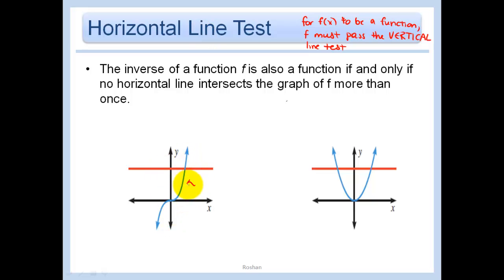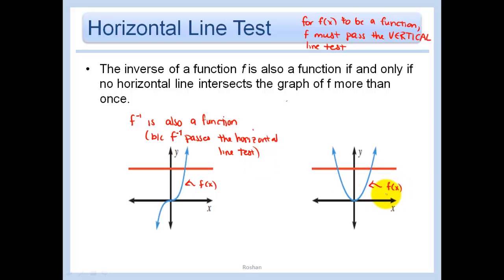So in this one, this is f of x. So f of x is a function, and f inverse is also a function, right? Because it passes the horizontal line test. In this one, f of x is a function, but f inverse is not a function because it fails that horizontal line test.